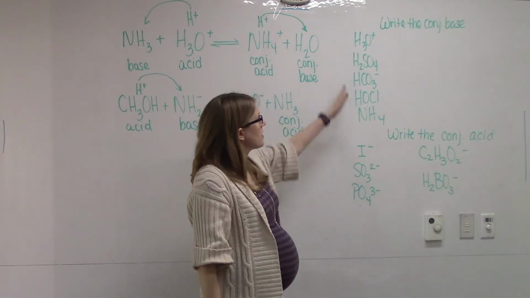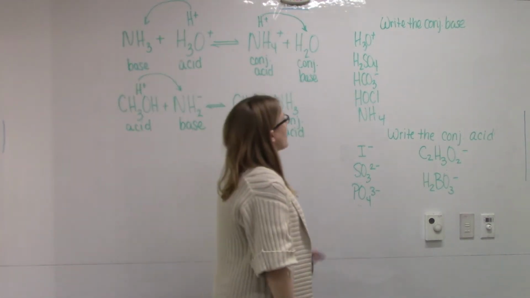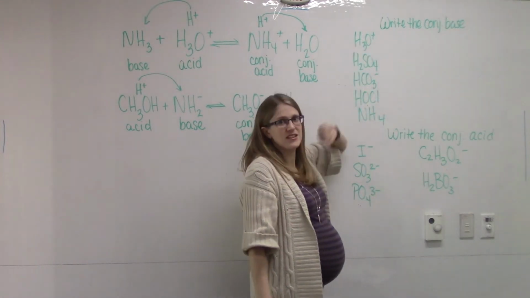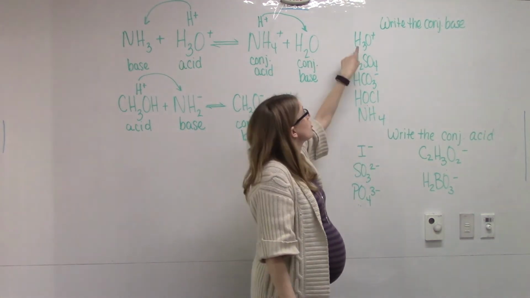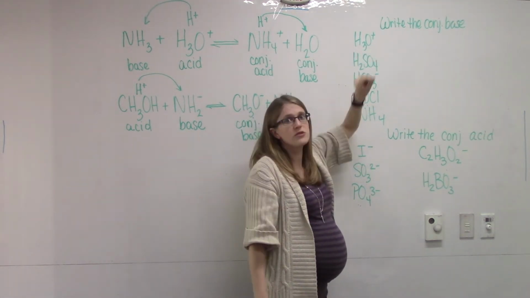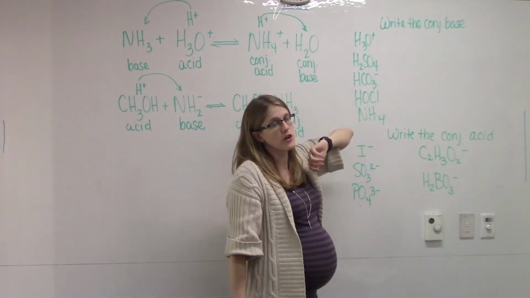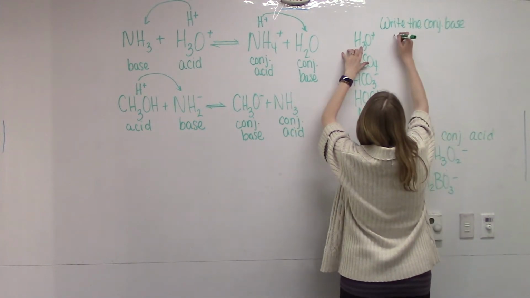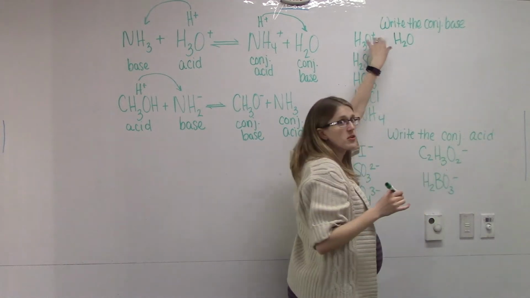This is definitely something you're going to have to do as well. I'll give you something, and I'll just ask you to write the conjugate base. If we have to write the conjugate base, that means this is an acid. That means it's giving away an H+, so it's going to lose an H, and it's going to lose a charge. The charge is going to go down because it's losing a plus charge. So H3O+, if it loses an H+, is going to become H2O. Instead of plus, it's going to be neutral.